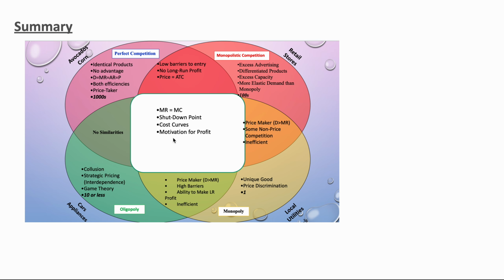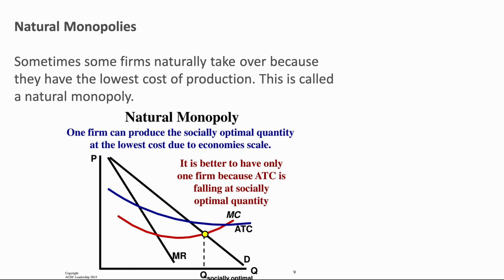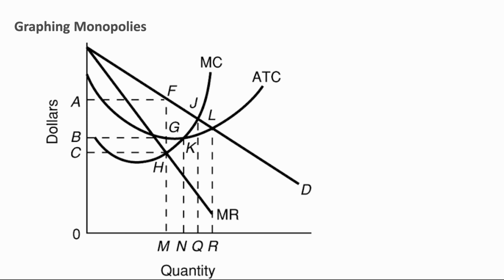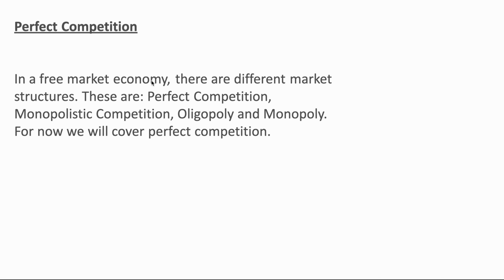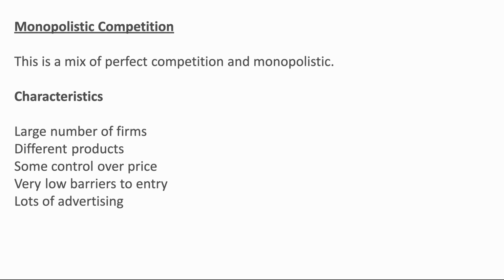Overall, what we see with all of them, if you've learned some economics beforehand, is that they all share the cost curves. They all share a shutdown point. They all share marginal revenue equals marginal cost for profit maximization, and they all want profits. So now you understand the basics of perfect competition, all these graphs, and you understand why our markets become all these different things, how they're shaped by competition, how they're shaped by barriers to entry, and so much more.